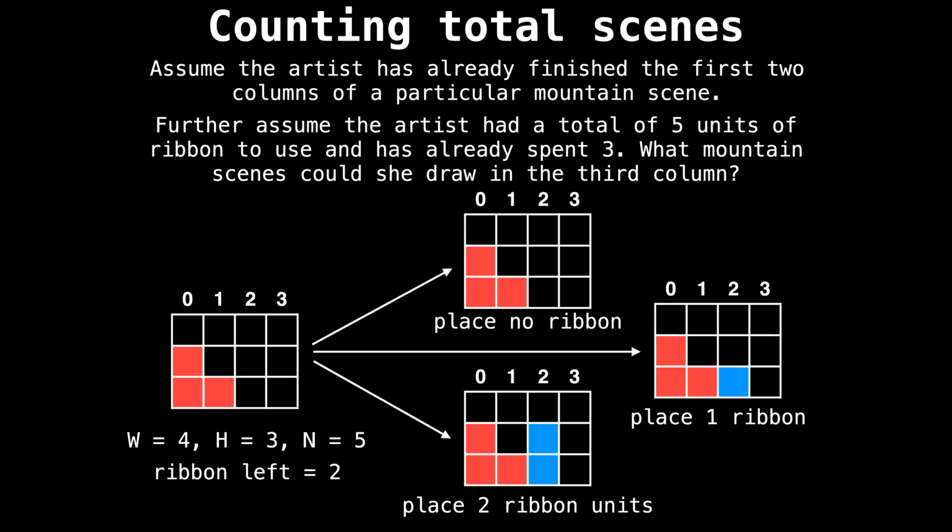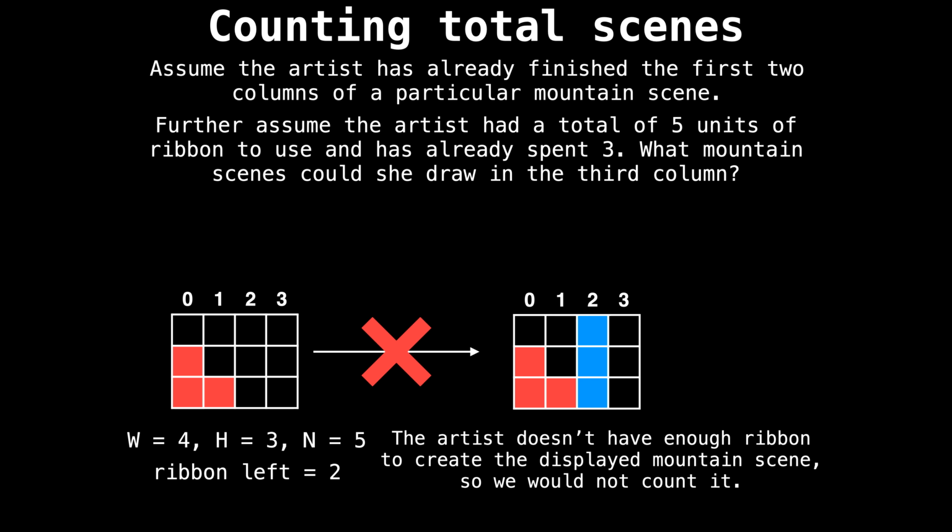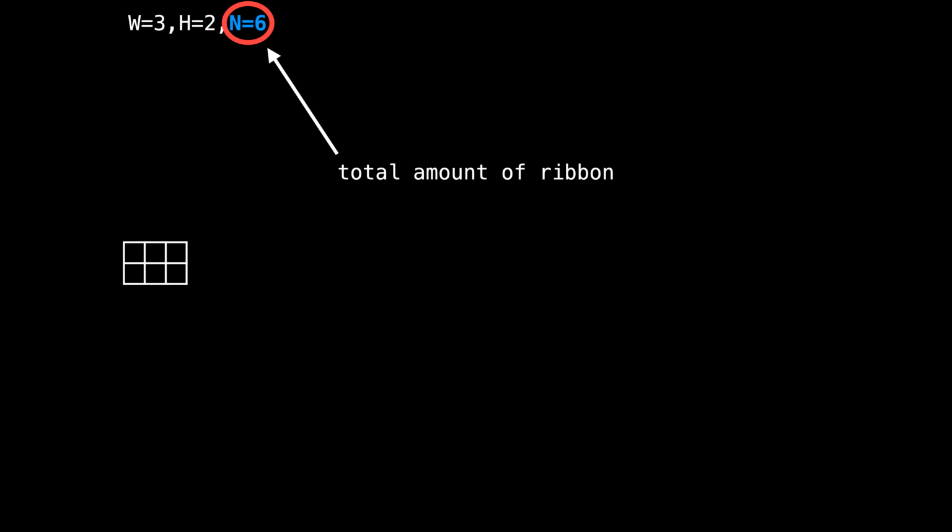Well, the artist has a few options. She could not place any ribbon in the third column, she could place exactly 1 unit in the third column, or she could place 2 units of ribbon in the third column. Remember that the artist only has a total of 5 units of ribbon, so she wouldn't have enough ribbon to create the displayed mountain scene, so we would not count it. Now that we understand what a transition looks like, let's have a look at a full brute force solution example.